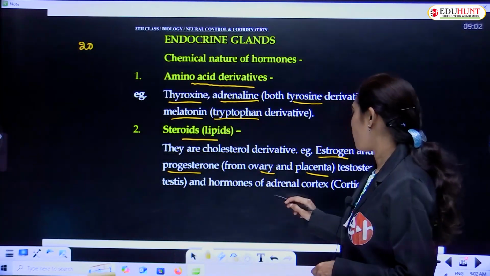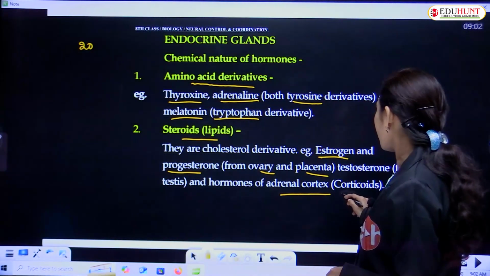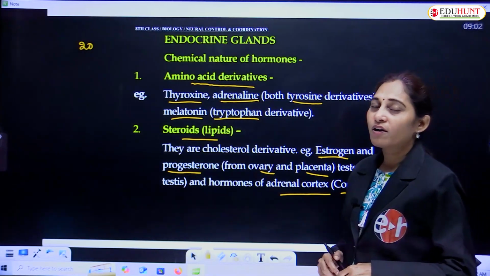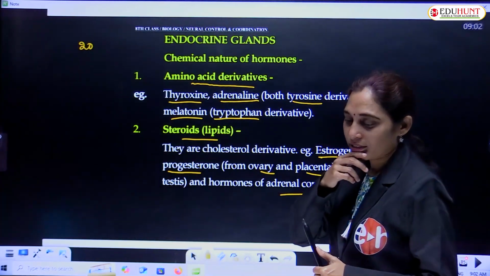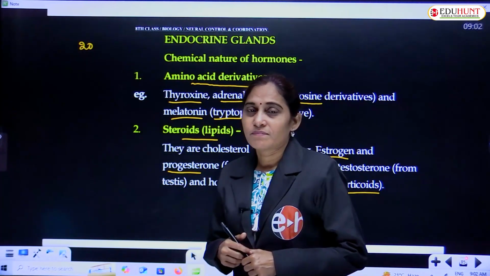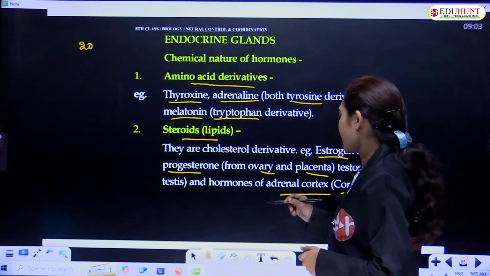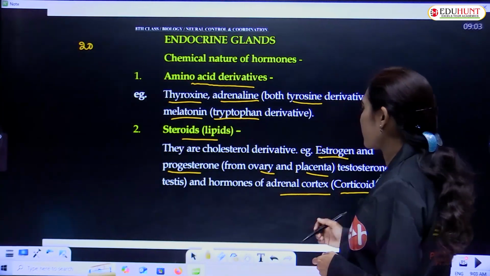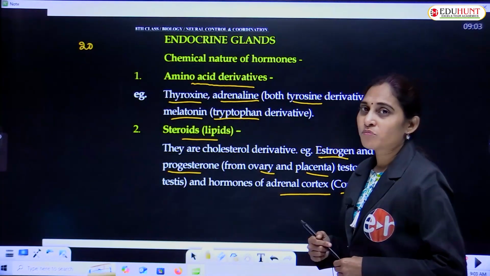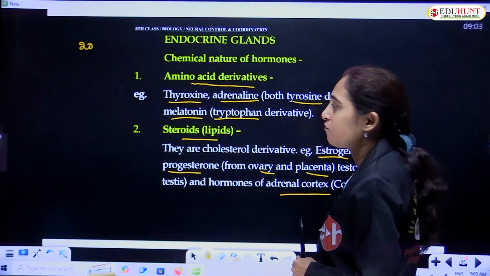And hormones of the adrenal cortex. They are called corticoids. The adrenal cortex also secretes the hormones called corticoids. These hormones are also composed of lipids.